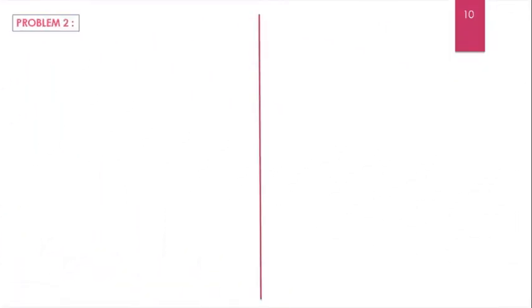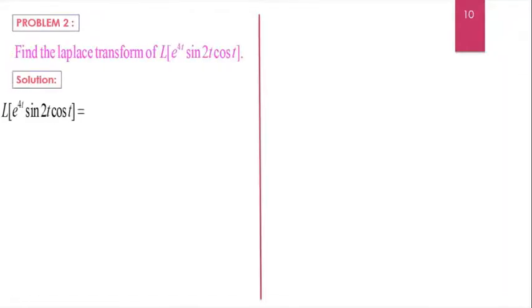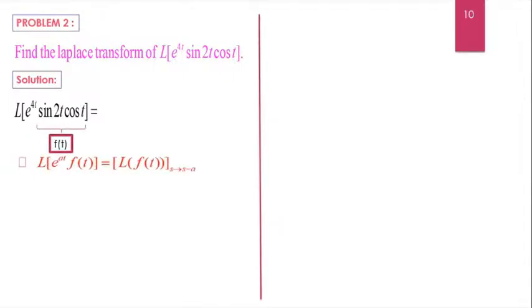Next is the problem to find out Laplace of e power 4t sin 2t cos t. Here we find f of t to be multiplied with e power at. So very well we can use the first shifting theorem, that is Laplace of e power at f of t, which is equal to Laplace of f of t with the shift of s to s minus a. Therefore, Laplace of e power 4t sin 2t cos t could be written as Laplace of sin 2t cos t with the shift of s to s minus 4.